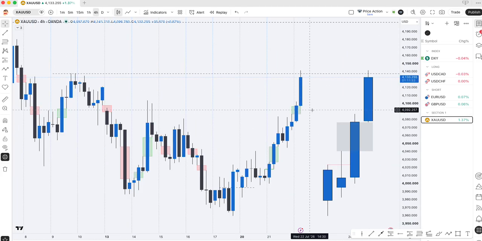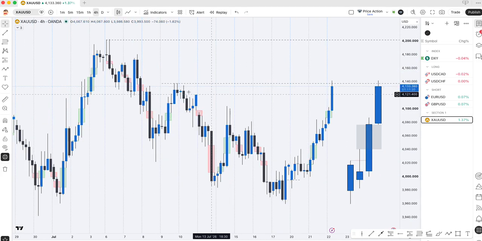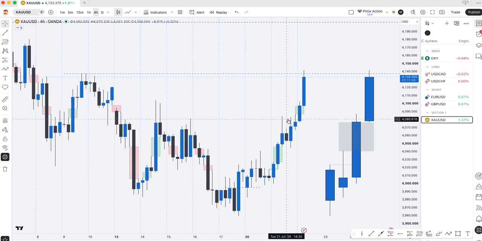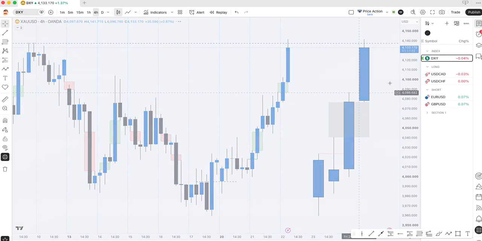So I will not look into trading gold. It's already reached my drawn liquidity. It's already turned a lot bullish. There's no sense in taking buys in gold, so I'll hide it now.